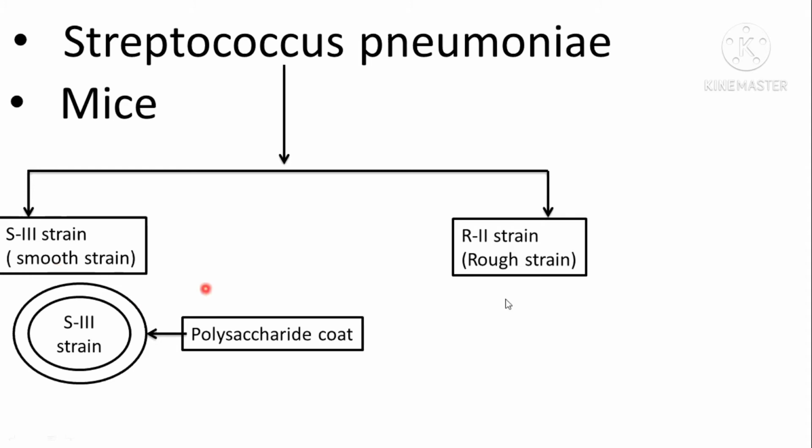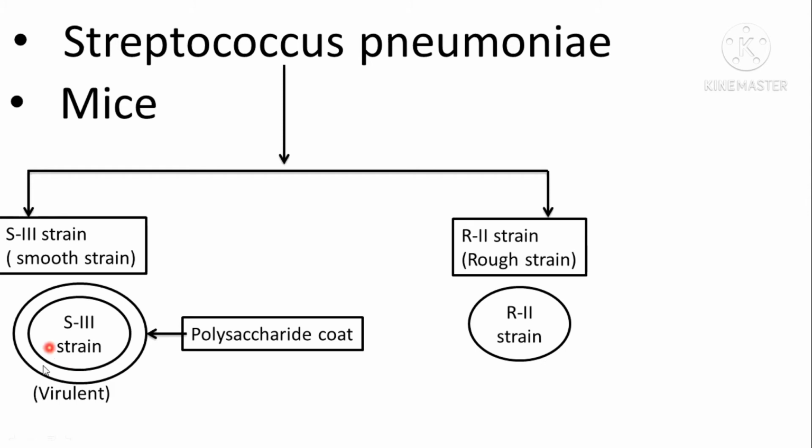Now in the R strain there will be no coating surrounding the bacteria. So when we grow it in media, this bacteria having the R strain will have a rough appearance of its colonies. That's why it is called the R strain or rough strain. And guys, this S strain bacteria is virulent.